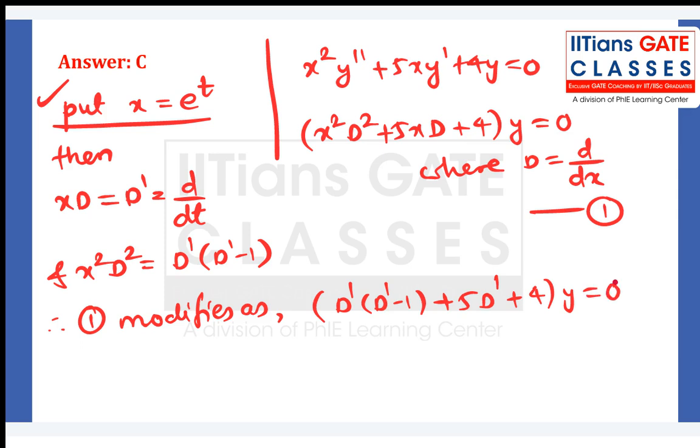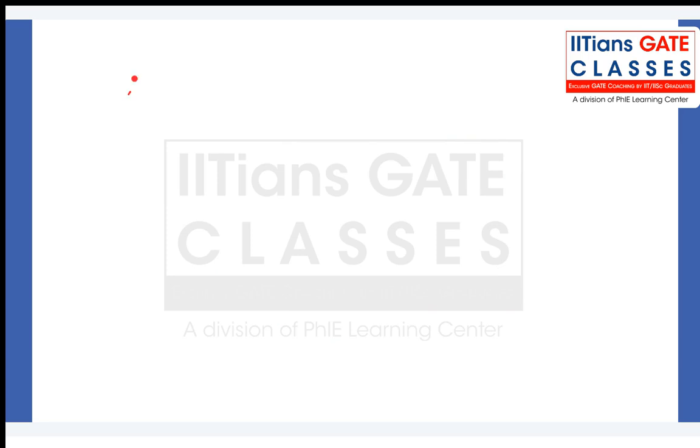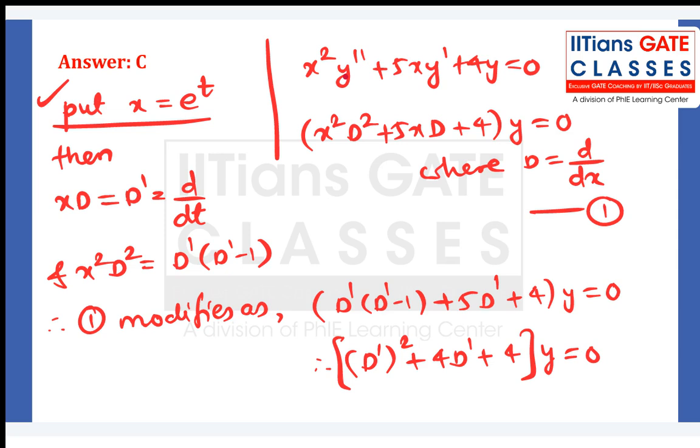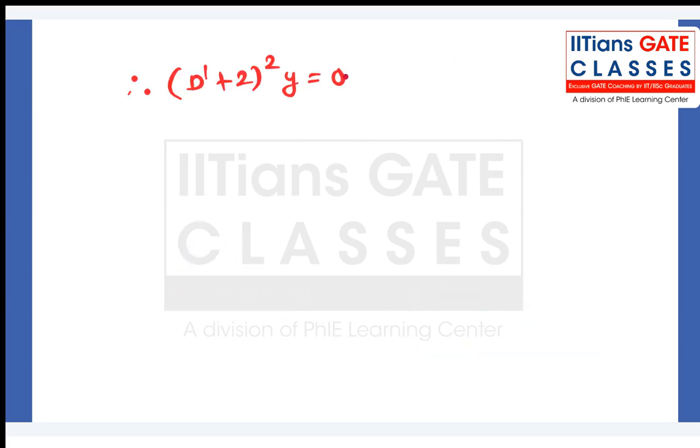Then you can simplify this as (D dash square plus 4D dash plus 4) into y equal to 0. And if you look at this, it is a perfect square, right? So therefore you can write (D dash plus 2) whole square into y equal to 0. Then you can solve this in a regular sense. Since RHS is 0, it's a homogeneous ODE, so there will be only complementary function, no particular integral. And to find this complementary function, we use this auxiliary equation.